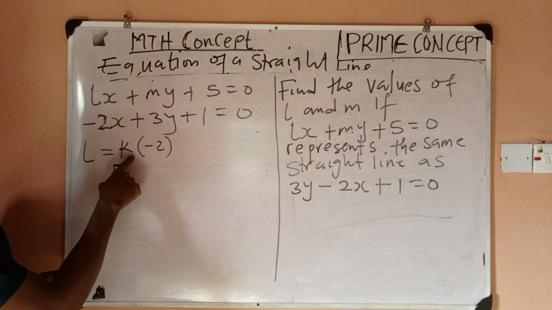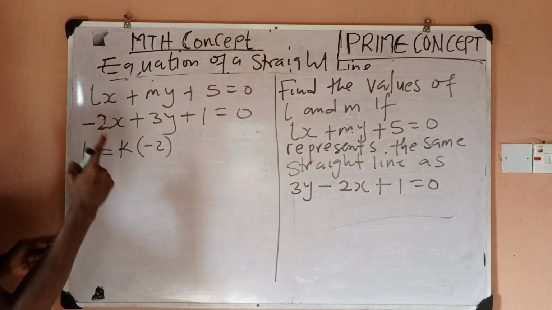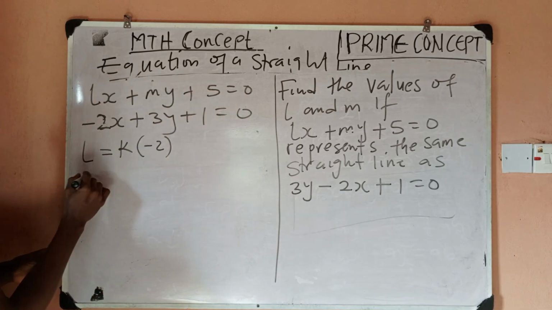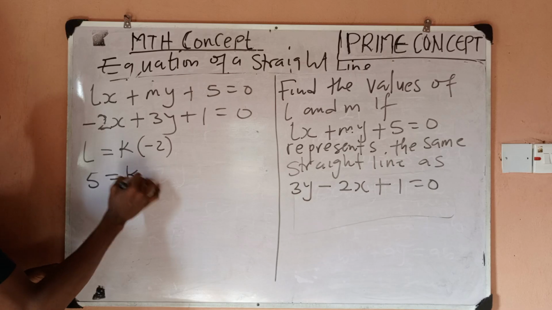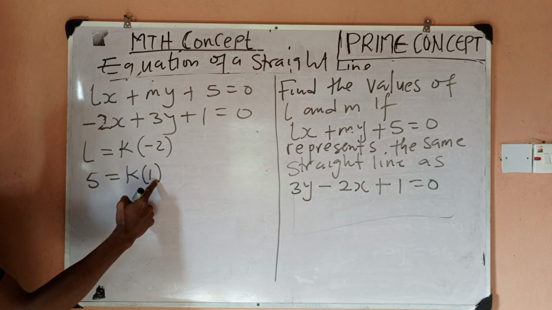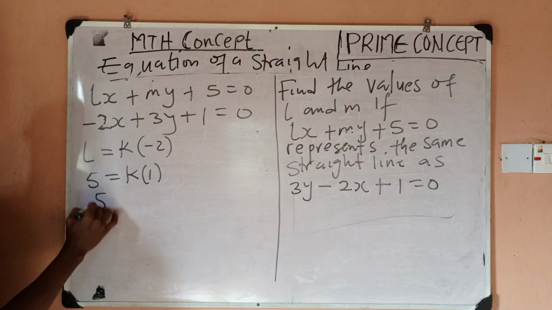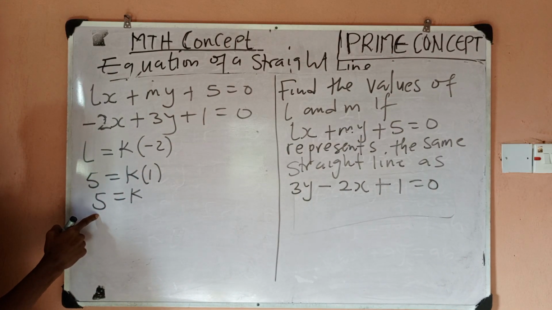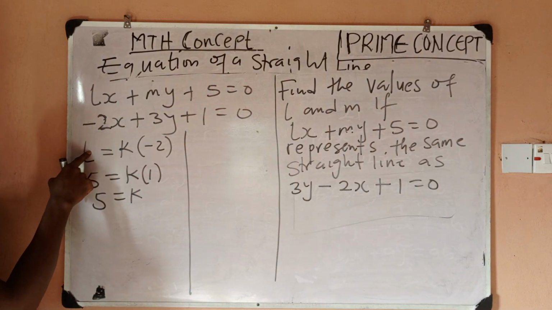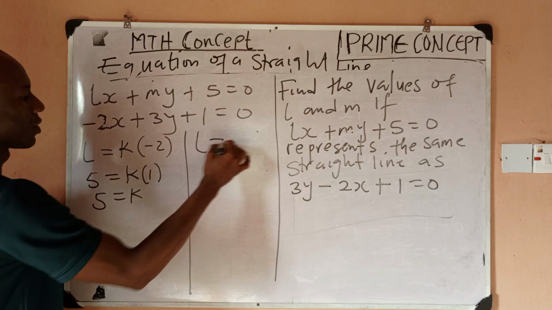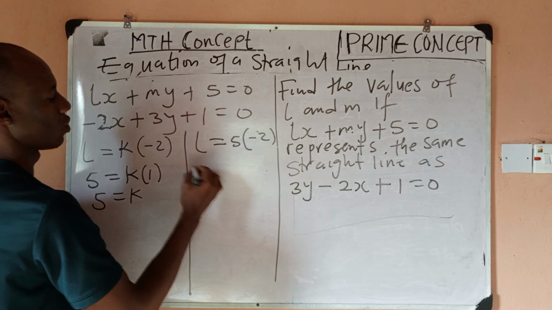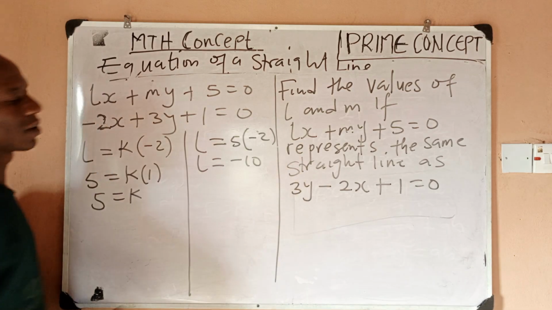Now, we don't know what k is, but our aim is to find L. In the same way, if you compare the constants, 5 is equal to the constant k times 1. So k times 1 is k, and you can simply say that k is equal to 5, right? So if k is 5, I can find L. L is going to be k, which is 5, times minus 2. So my L is going to be minus 10, right?